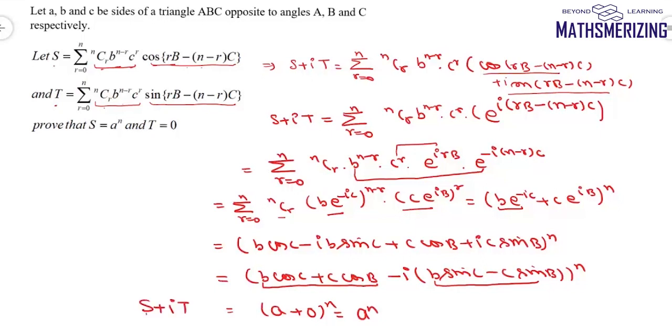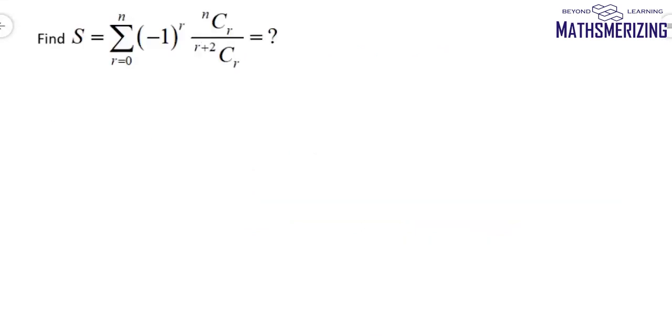Now I'll compare the real and imaginary parts. If I compare the real part, I'll get the value of S as a to the power n, and if I compare the imaginary part, I'll get the value of T as 0. So the sum of the first series is a to the power n and the sum of the second series is 0.